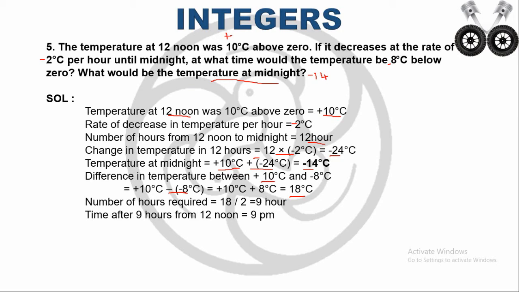Now we can find the hours for the temperature. How can I find the hours? Each hour the decrease in temperature is 2 degrees Celsius. So 18 divided by 2 we can get the hours. 18 divided by 2 is 9. That is 9 hours. So after noon, the 9th hour can be denoted as 9 p.m.